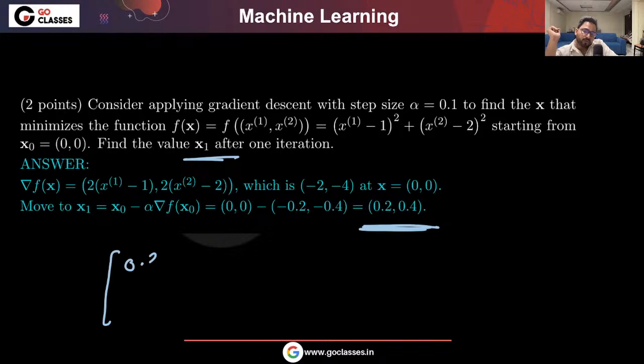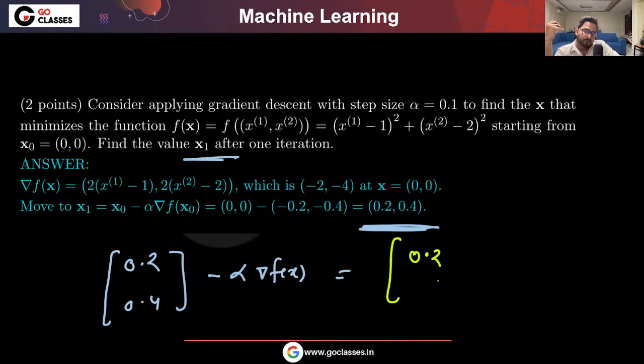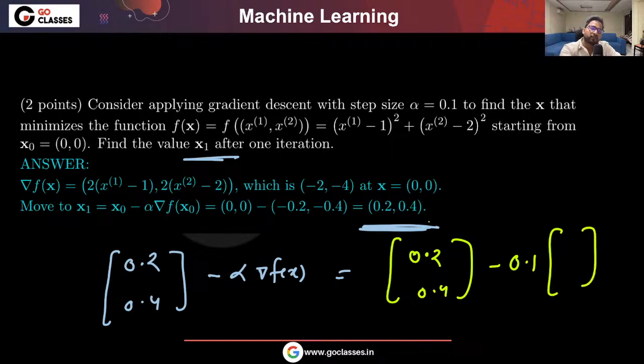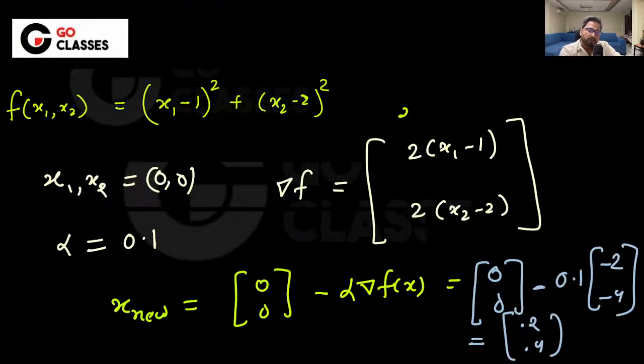Yes. How? 0.2, 0.4 minus alpha into f dash, or maybe let me write grad f(x), which is nothing but 0.2, 0.4. The alpha value is given as 0.1 and grad f(x) at that particular point, which is 0.2, 0.4. It will be 2 into 0.8 and 2 into 0.4, which is 1.6. So this will be 1.6 minus 1.6, and this will be 3.2. So minus 1.6 and minus 3.2, I think, right?